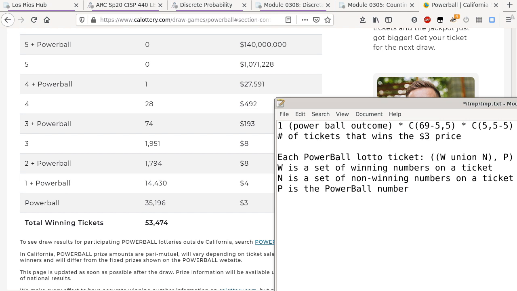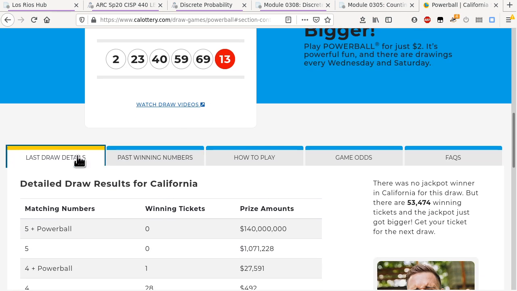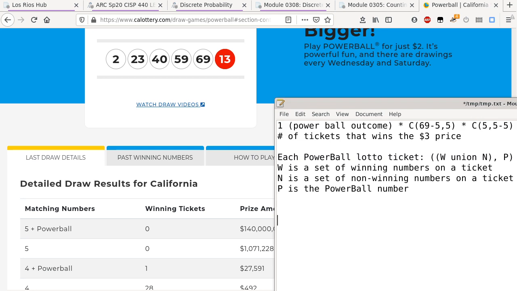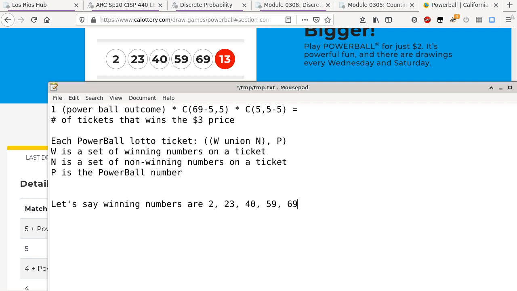Okay. All right. So we look at this and go like, okay, what does that mean? So I'll give you an example. The way I'm going to give you an example is to utilize what is actually happening in this particular draw. It's right here. So we'll go ahead and copy that. Let's say winning numbers are 2, 23, 40, 50, 59, and 69, and the Powerball number is 13.